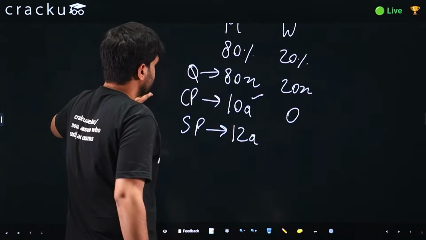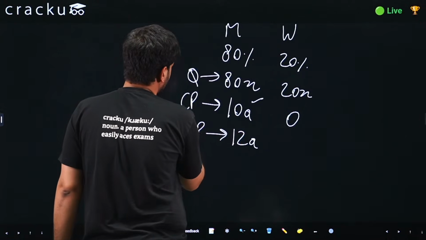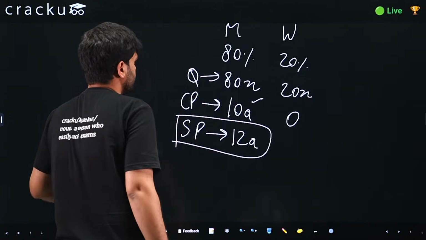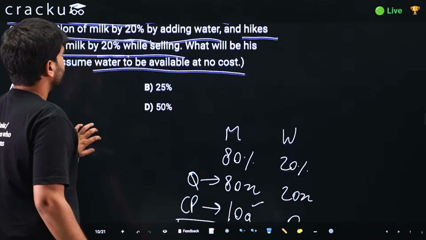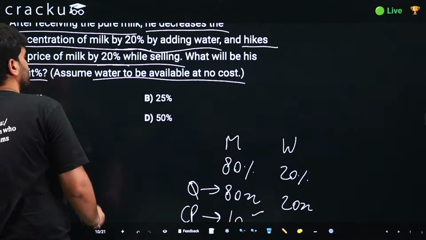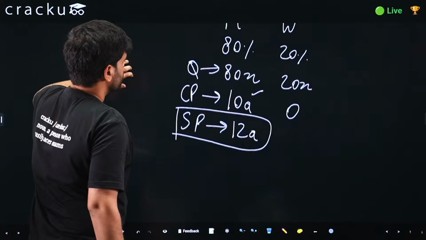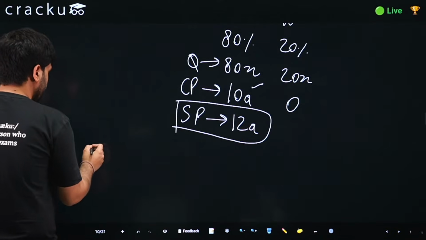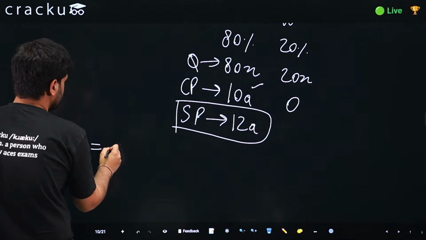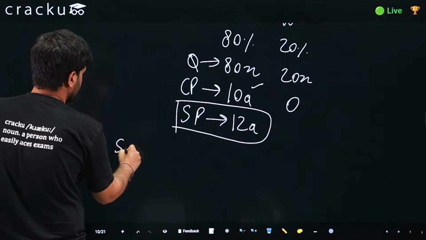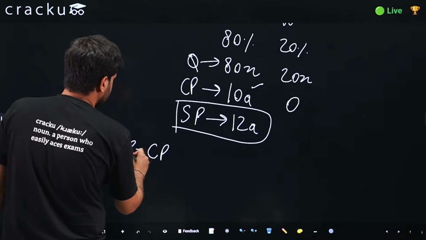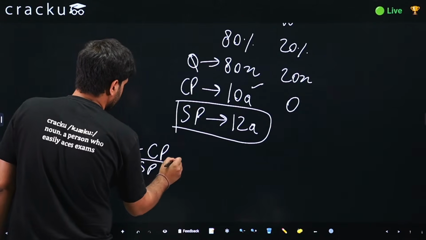And this is the selling price of the overall mixture. Got it? So we now have to find what his profit will be in percent. For profit, we know profit P equals selling price minus cost price upon selling price.